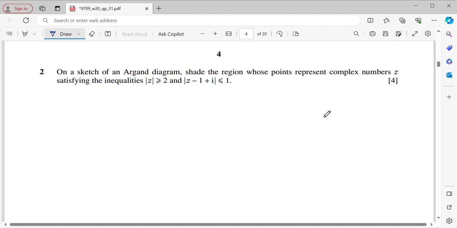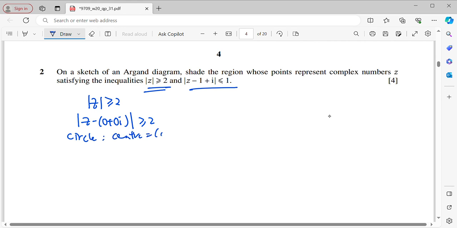Alright, so for question number 2: on a sketch of an Argand diagram, shade the region whose points represent complex numbers z satisfying the inequality modulus z greater than or equal to 2 and modulus z minus 1 plus i is less than or equal to 1. So from here, we know that modulus z greater than or equal to 2 is a circle equation. I will write it in the general form first: this is a circle with center 0, 0, at the origin because of the 0 plus 0i, and the 2 represents the radius.